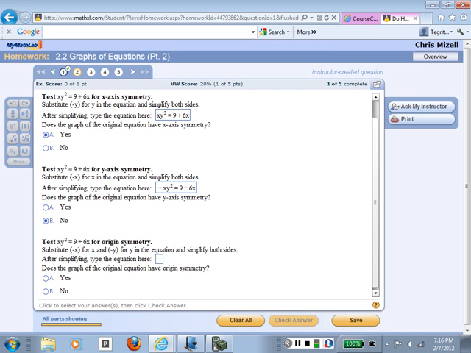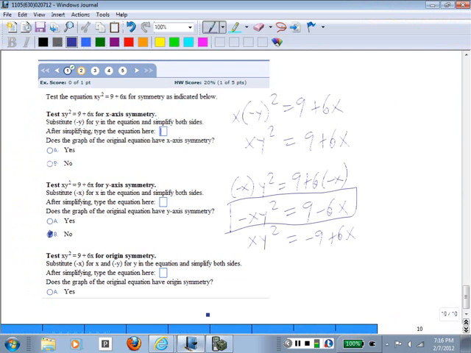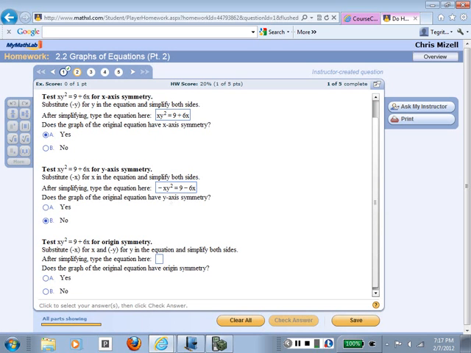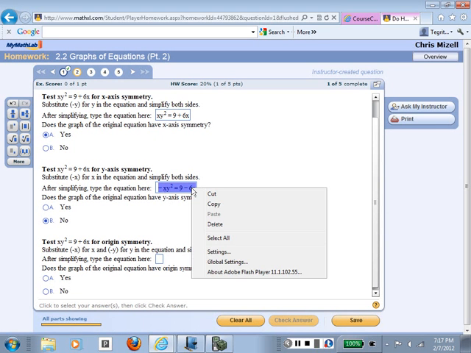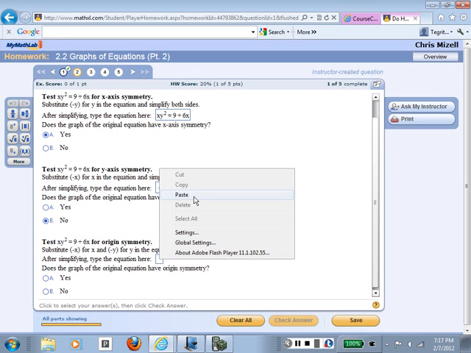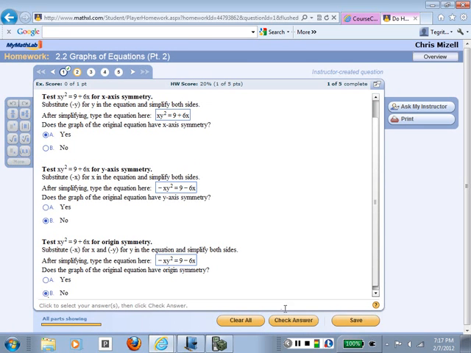Testing for origin symmetry. If we substitute negative x for x and negative y for y at the same time, I want to see if we get that again, don't we? Negative x times negative y squared equals 9 plus 6 times negative x, so negative xy squared equals 9 minus 6x. So again, probably we can take advantage of the copy and paste feature. Or just type it in again. Again, that's a no. And that's what it's looking for there.